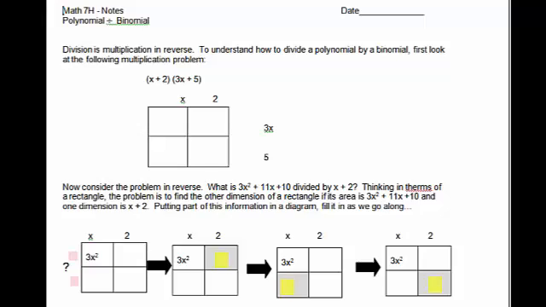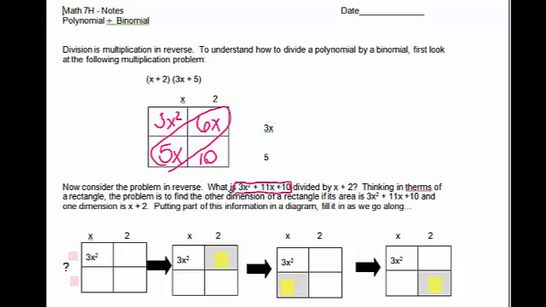And if we remember, division is simply multiplication in reverse. So to understand how to divide a polynomial by a binomial, first let's take a look at this multiplication problem. The quantity x plus 2 times the quantity 3x plus 5. If we simplify that, we would get the 3x squared here, the 6x here, the 5x here, and the 10 here. We would combine our like terms and end up with 3x squared plus 11x plus 10.